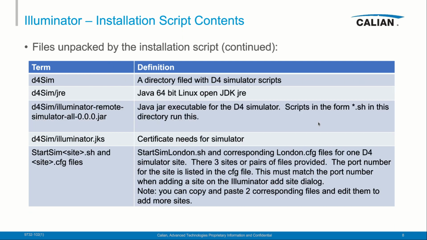As well, there's a subdirectory called D4Sim. This is a subdirectory that's filled with D4 simulator scripts and some Java runtime and a certificate for the simulator, and there are some start and stop simulator scripts and some configuration. So here you've got a start sim London script that corresponds to a London config file for a specific D4 site, and there are three sites of these, so there are 6 files, and the port number is also in the config file. So this is what you're going to match when you go on to adding a project file for that site. And you can copy and paste these configuration files and edit them and make more sites as need be.